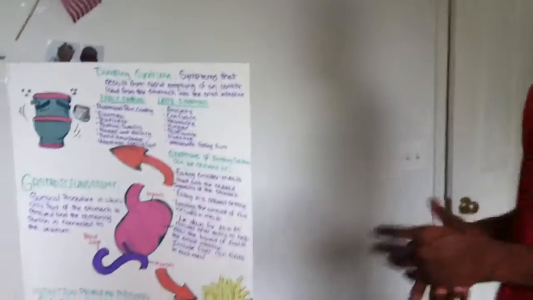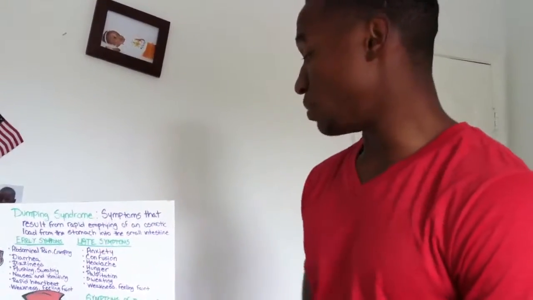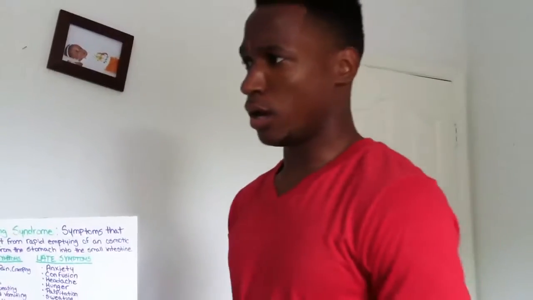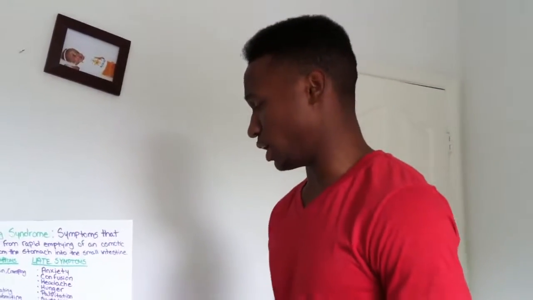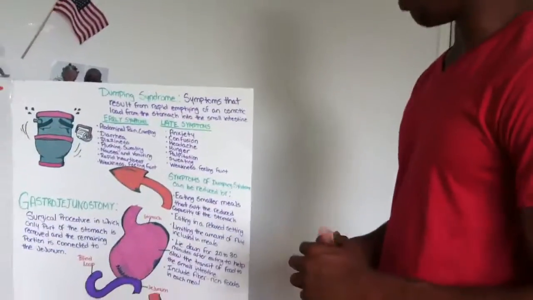Symptoms of dumping syndrome can be reduced, but it cannot be eliminated. It will happen. To make the symptoms a lot more manageable, or easier to live with, you could eat smaller meals that suit the reduced capacity of your stomach. Like I said earlier, you'll have to adjust to your newly sized stomach. So eat smaller portions, and that way you'll realize what your limit is without exceeding to the point of unbearable dumping syndrome. Eat in a relaxed setting.